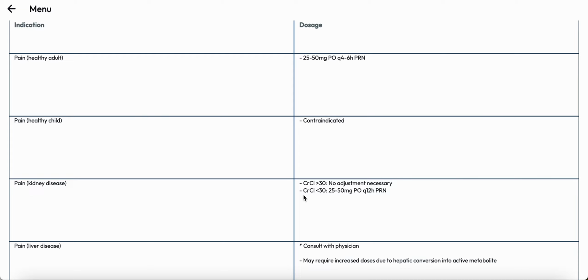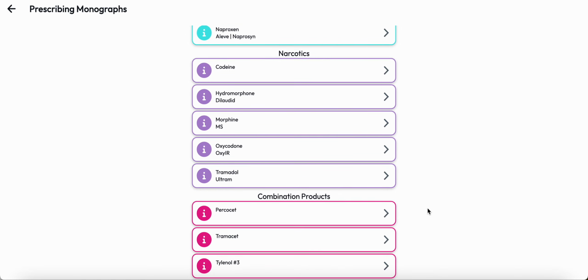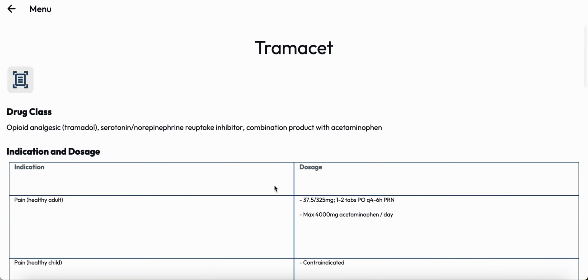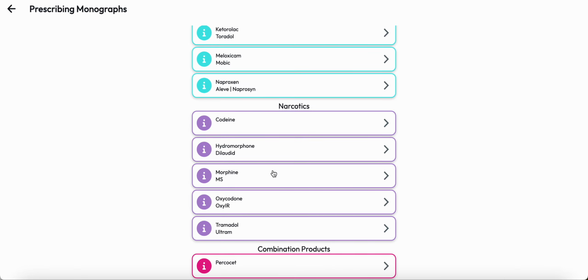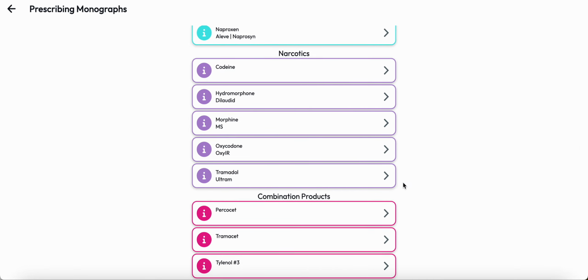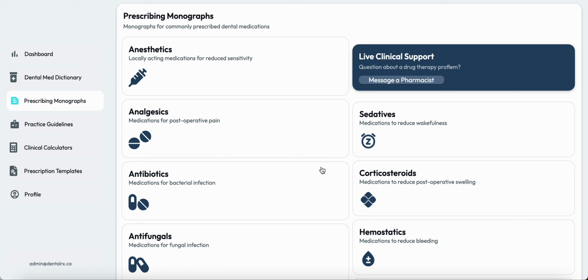And we see if they have kidney disease, we can actually just decrease the dose. And with our knowledge of pharmaceutics, we also know that there's a combination product called Tramacet, so we can combine the acetaminophen and tramadol together. And in this circumstance, we'll give the 37.5, 325 milligram tablets, 1 to 2 tablets every 12 hours as needed. And we'll probably provide 3 to 4 days of that. So we're good with our pain medications.